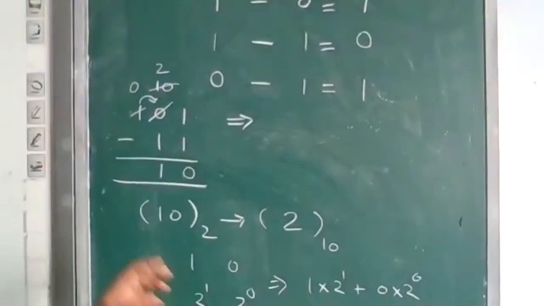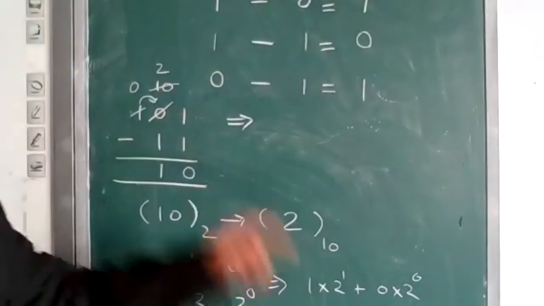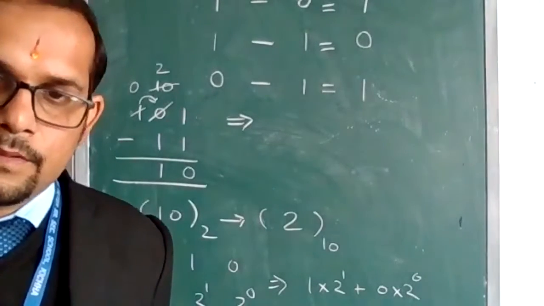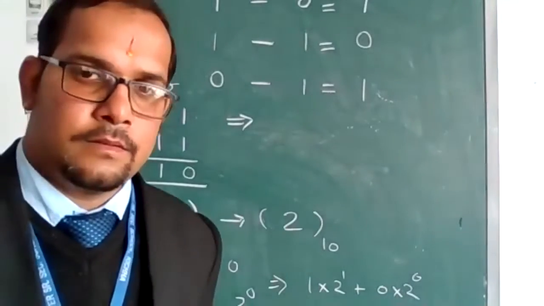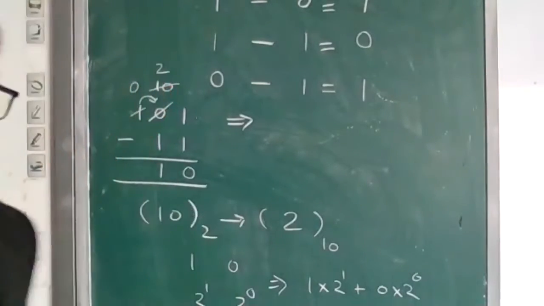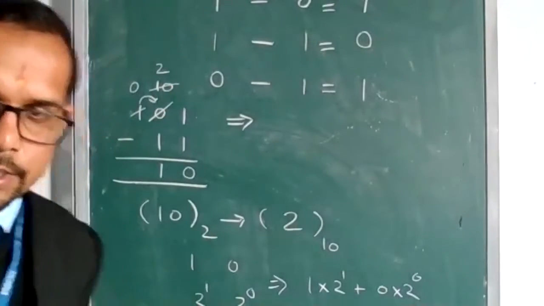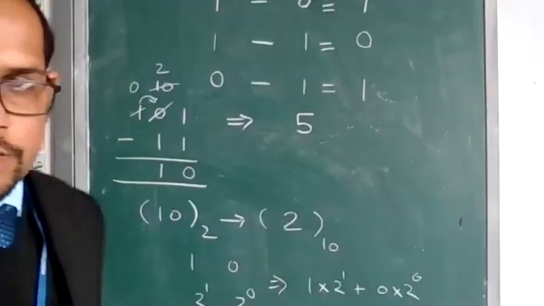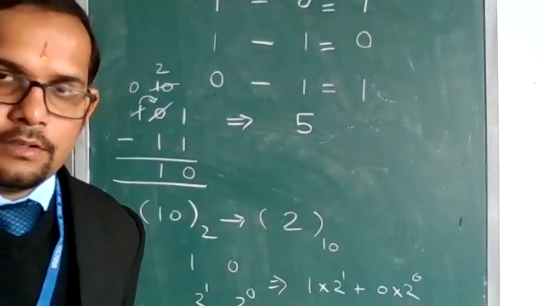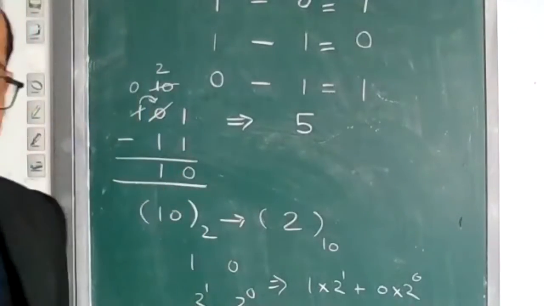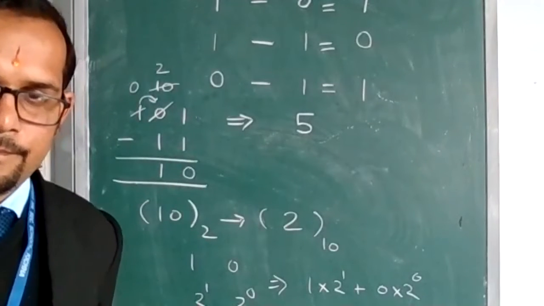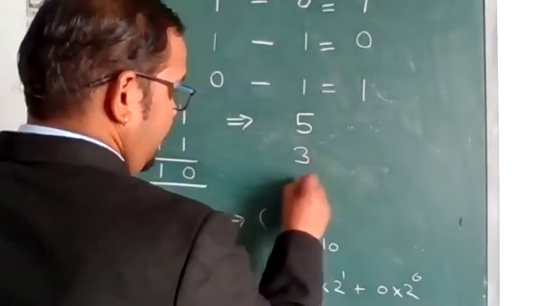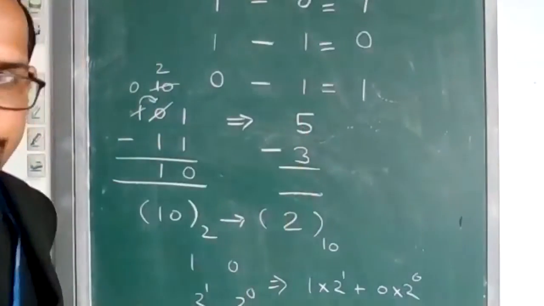Into decimal. What is the answer? 101. Convert this 101 into decimal. This is 5. Very good, Harshdeep. Answer is 5. Good. Next, convert this 11 into decimal. Very good, Gauri. What is the result? 3. Very good. Now you have to subtract 5 minus 3.